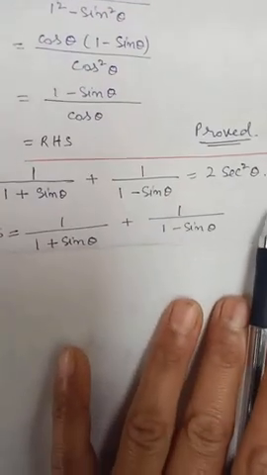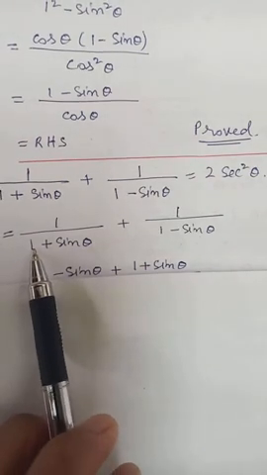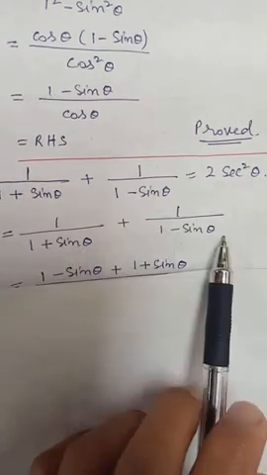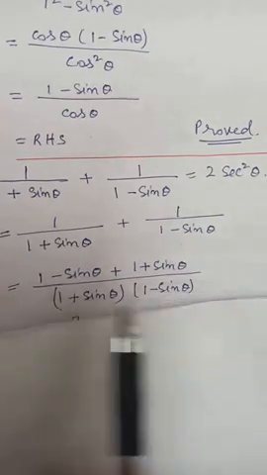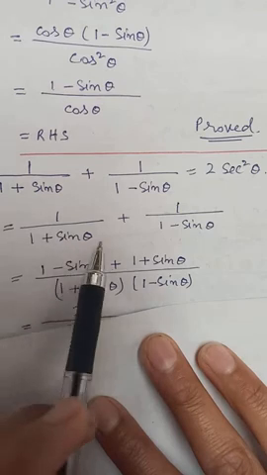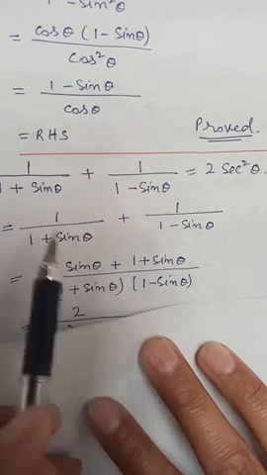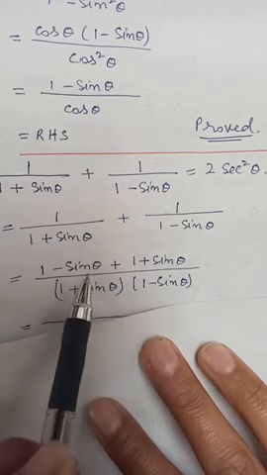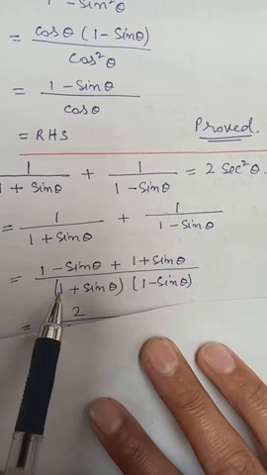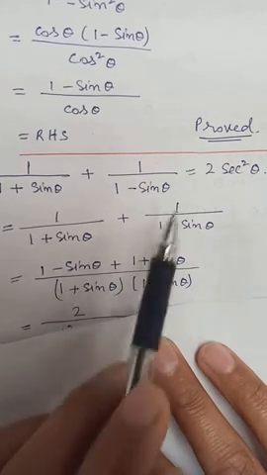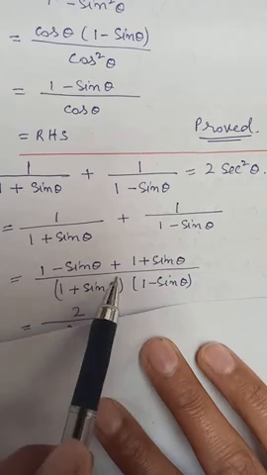We have fractions in both cases, so we can find the LCM. If we look at the denominators, 1 plus sine and 1 minus sine, since the signs are different, we can take both as the LCM. If I divide this one, we are left with 1 minus sine theta. So 1 into 1, 1 minus sine theta. Then plus this one, we cancel this one and are left with 1 plus sine. So this one multiplied, we get those: sine theta plus sine theta minus, we cancel.